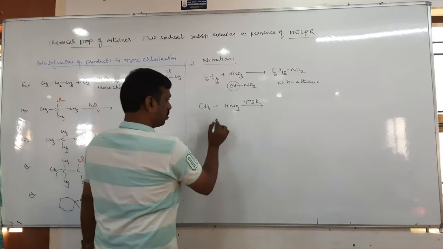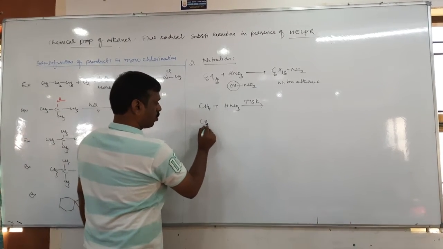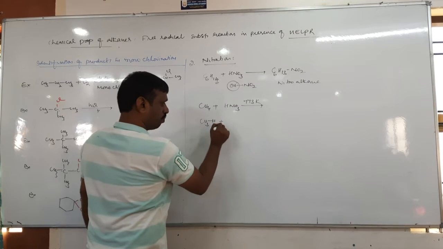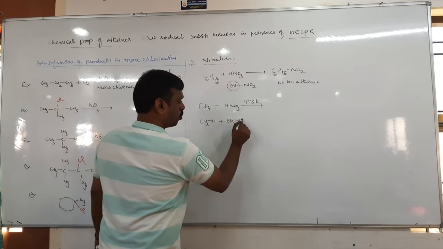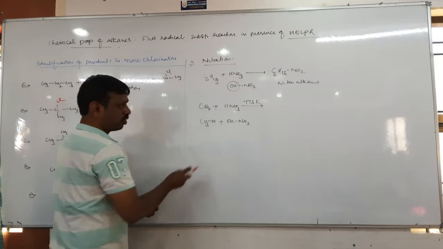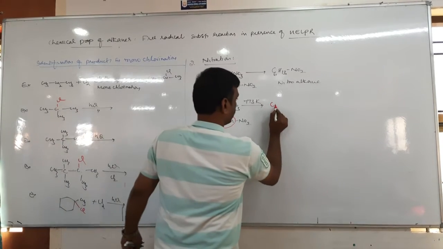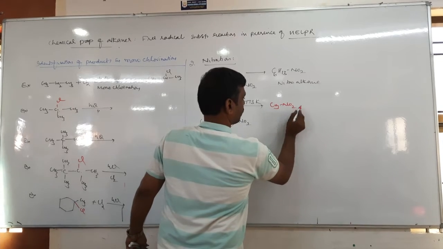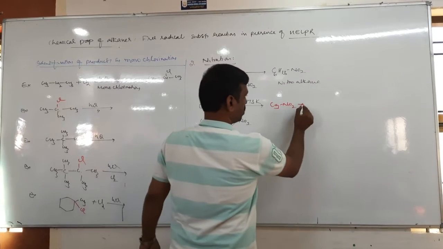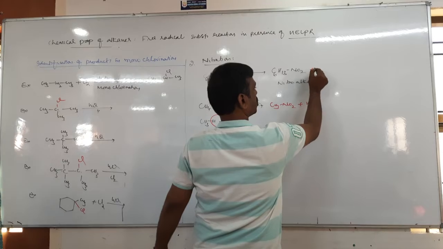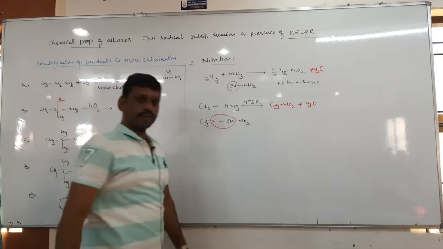In nitration, again it is the same. You can write CH3H plus OHNO2, right? What should be removed? H2O. Then nitromethane is the product, right? Plus H2O, that is nitration.